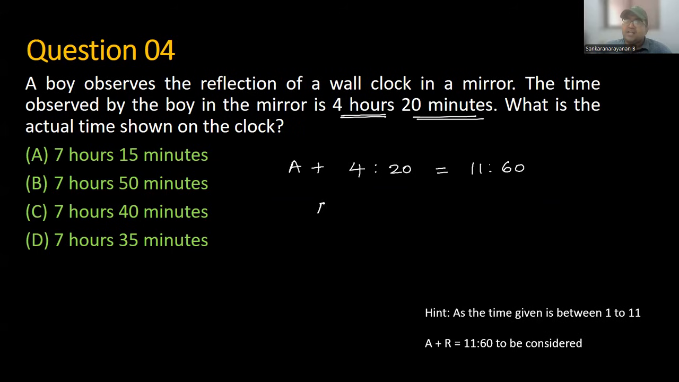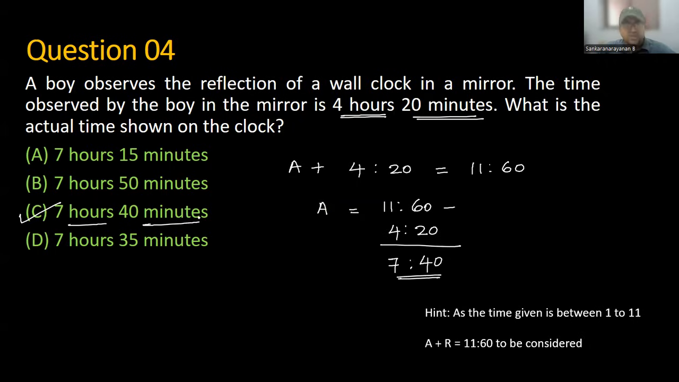So from this, I can calculate the actual time. It will be equal to 11:60 minus 4:20. I can see that 60 minus 20 corresponds to 40 minutes here. 11 minus 4 corresponds to 7. So the actual time shown on the clock will be 7 hours 40 minutes. Going by the options, option C reads 7 hours 40 minutes. So for this question, option C, 7 hours 40 minutes, will be my final answer.